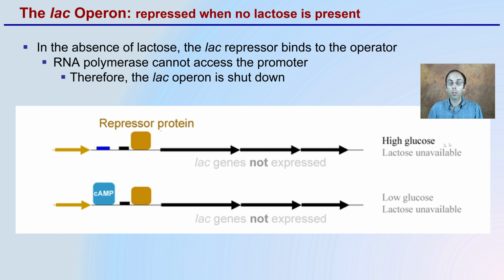In this example, it's important to shut down if there's no lactose present and a high glucose. Glucose is a favored energy source. Now in low glucose and lactose not available, again, the Lac gene is also not going to be expressed.